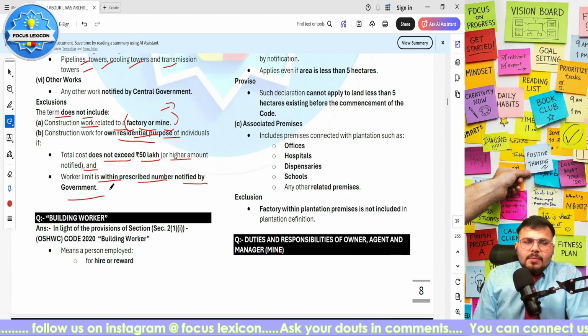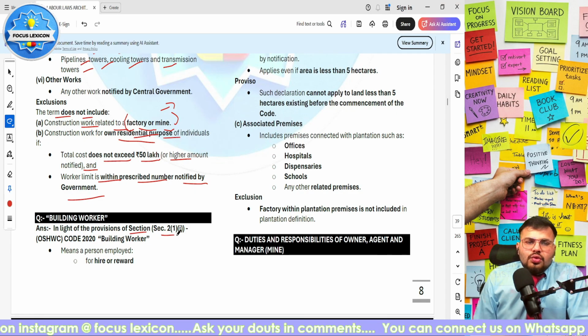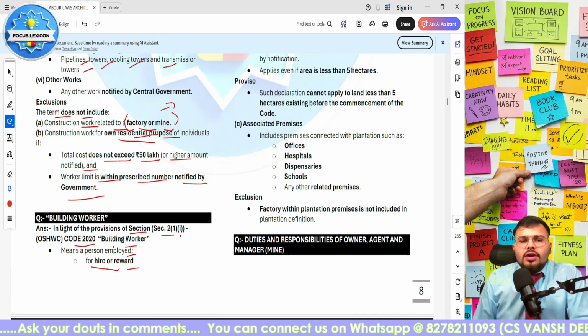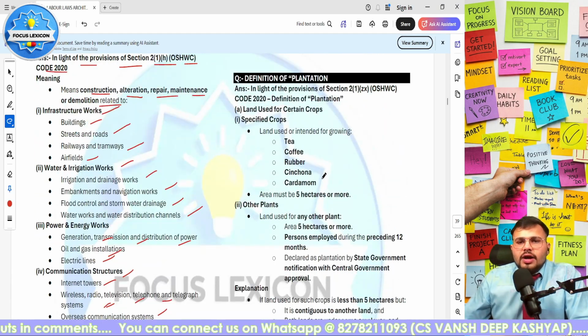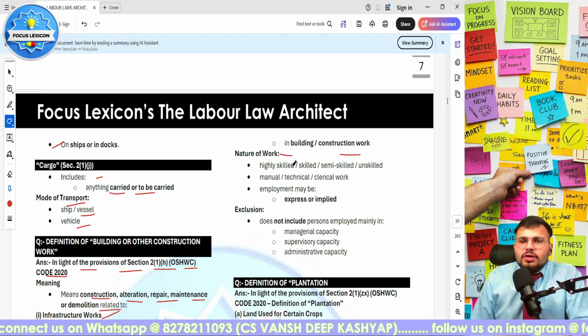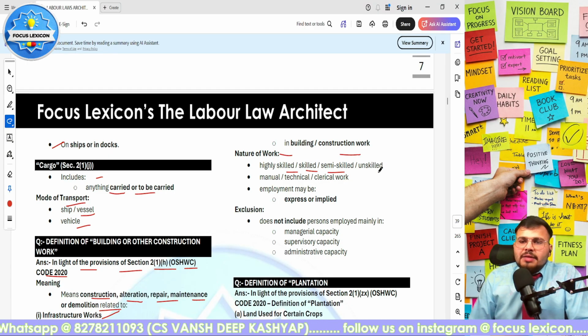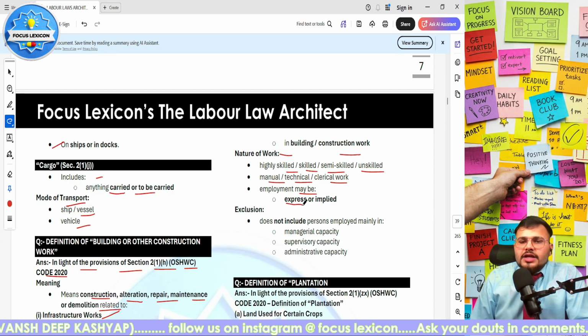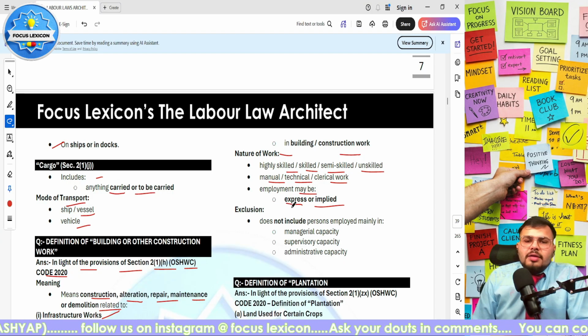Now, building worker, in light of the provisions of section 2(1)(I) OSHWC Code, building worker means a person employed for hire or reward. Hire means monthly, reward means wages. In building construction work, nature of work, he may be highly skilled, skilled, semi-skilled, or unskilled. He may be manual, technical, clerical. Employment may be express or implied.